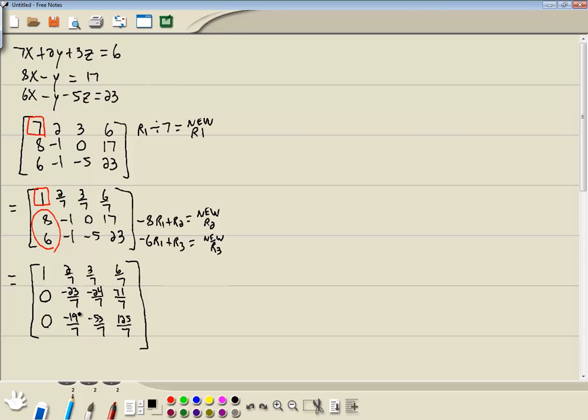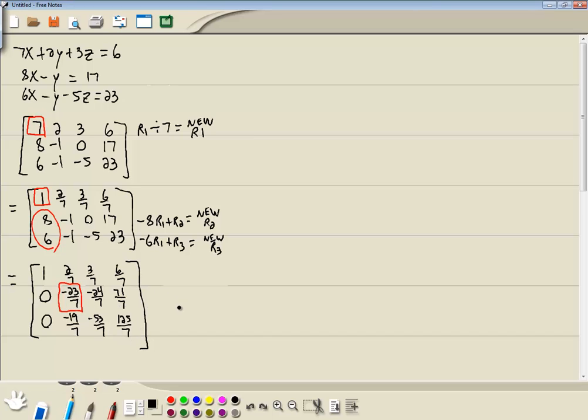Now we're going to be working at getting a 1 here, because we're working our way down the diagonal. Get a 1 here, zeros below it. We'll get a 1 here, zeros below it. We'll get a 1 here, and then zeros below it, but there is nothing below it. But first thing I notice is that these all have the same denominator, and these all have the same denominator.